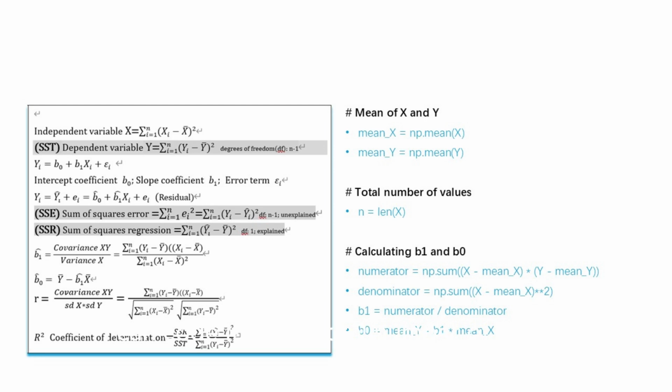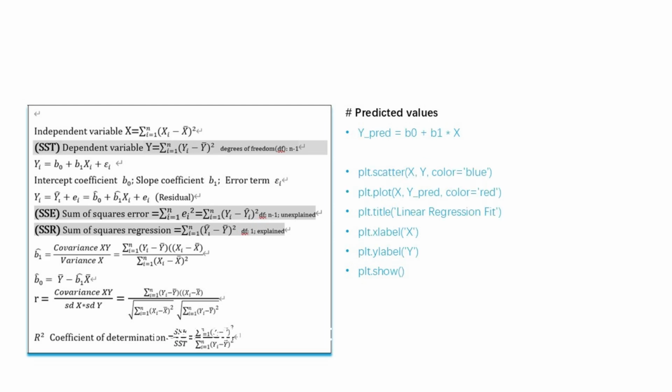For means of x and y, I can code it as follows. For the total number of values, I can code it as follows. Calculating b1 and b0, I can code it as follows. Step 4, plotting the regression line with predicted values. I can simply write code like this.